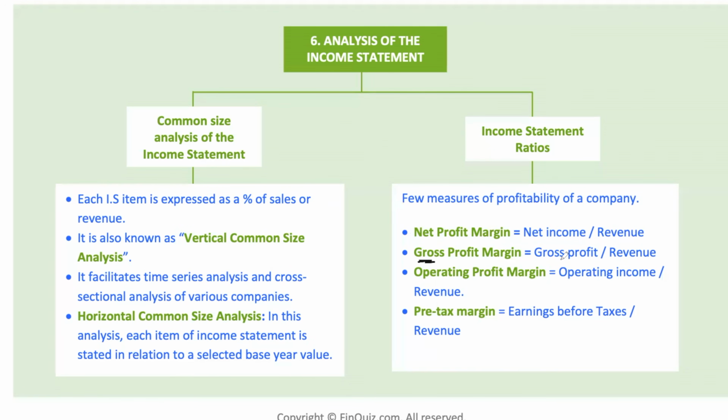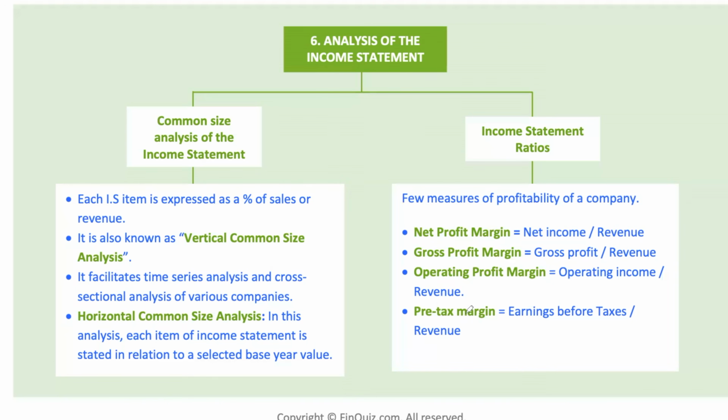Gross profit margin. This ratio looks at how much of each dollar of revenue is left after accounting for the cost of goods sold. It's a key indicator of a company's pricing strategy and cost control. Operating profit margin. This ratio reflects the efficiency of a company's operations, showing how much profit is generated from core business activities before taxes and interest.